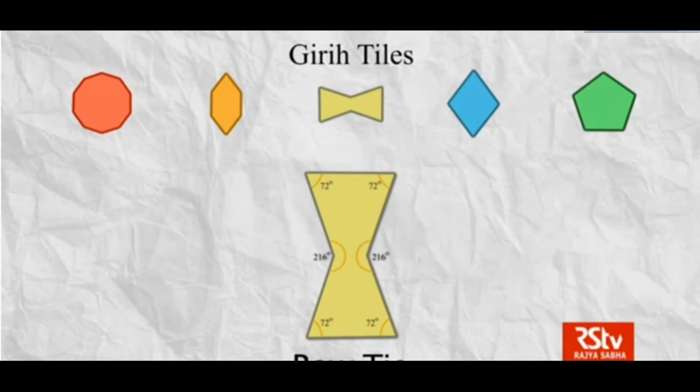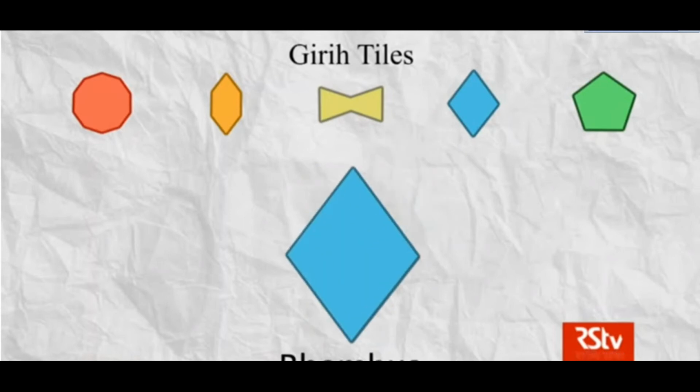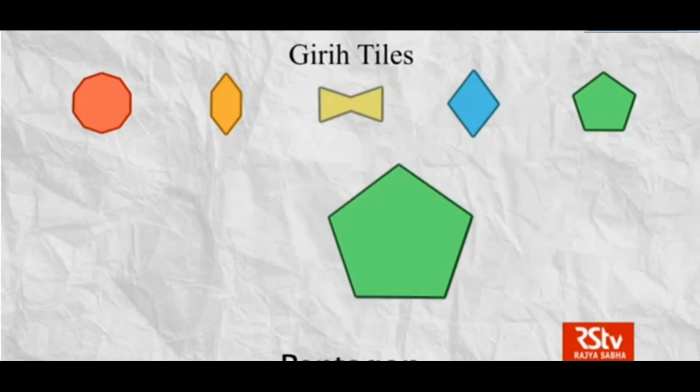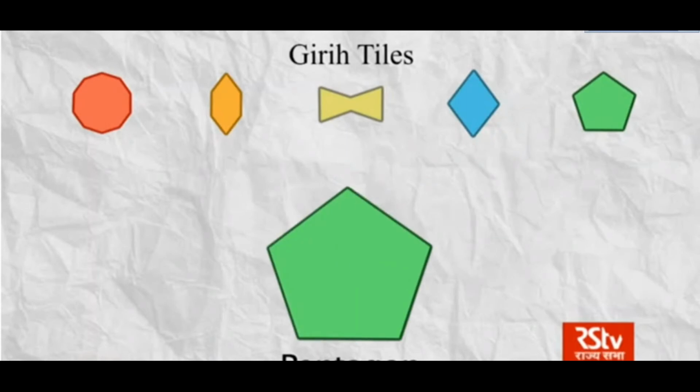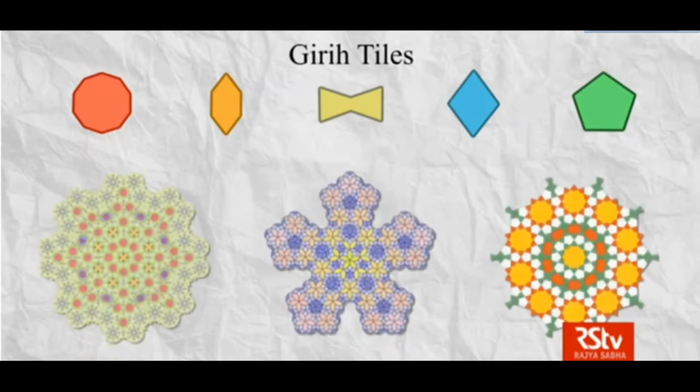A rhombus with interior angles of 72 degrees, 108 degrees, 72 degrees, 108 degrees, and a regular pentagon with 5 interior angles of 108 degrees. We can see how these patterns come together in a multitude of ways to create these mesmerizing patterns.